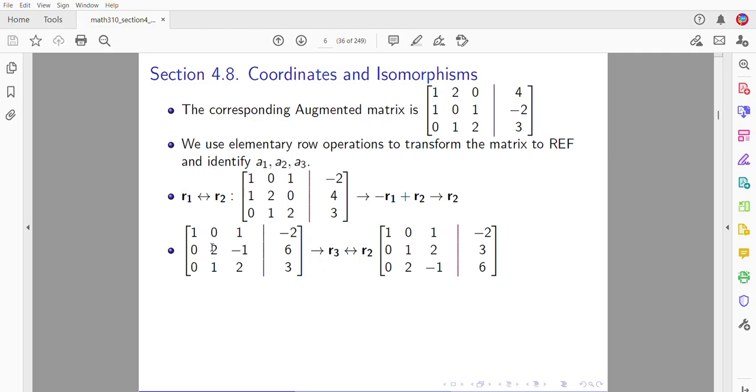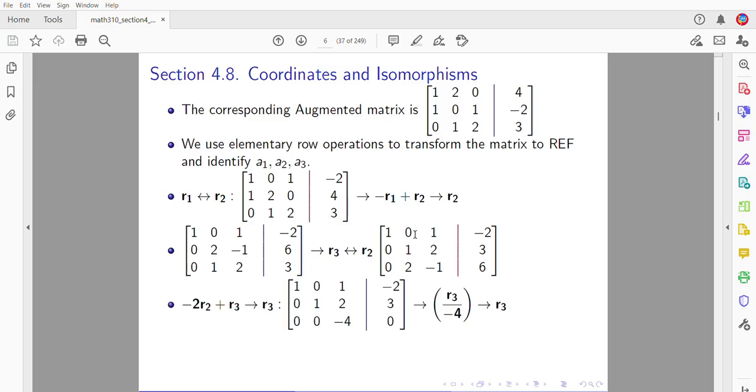Now I want a 1 here, so I'm interchanging row 3 and row 2. I got a 1 there. Now I want a 0 below. Negative 2 row 2 plus row 3 is the new row 3. You get a 0 below. I want a 1 here, so divide row 3 by negative 4. This is your row echelon form.